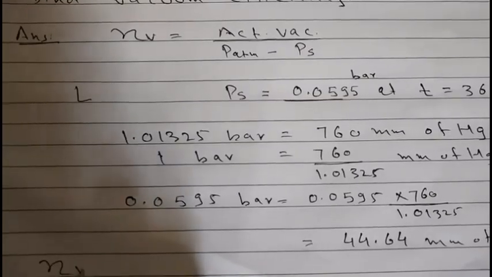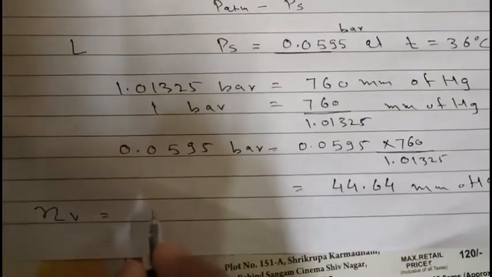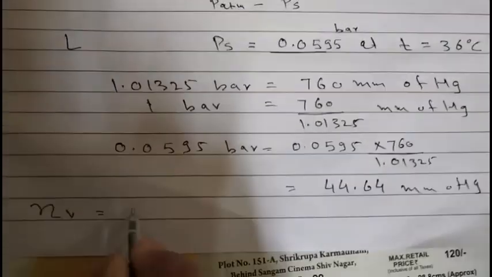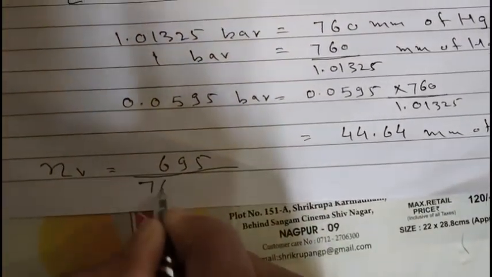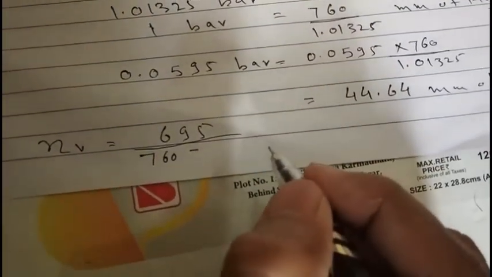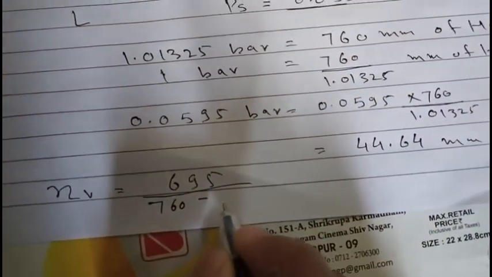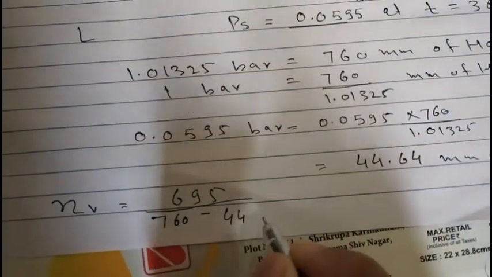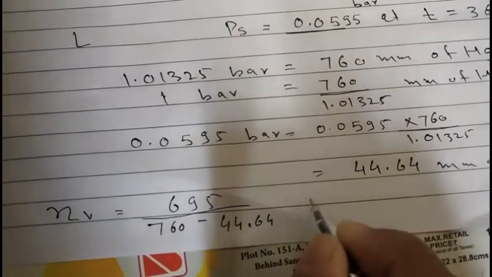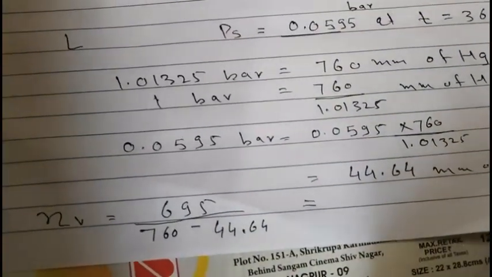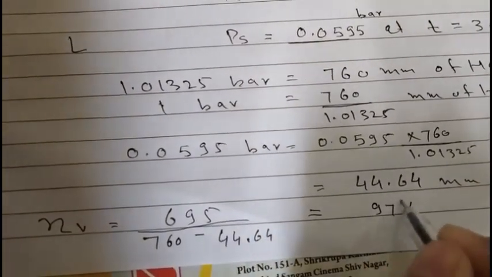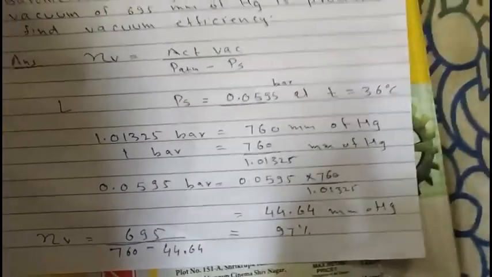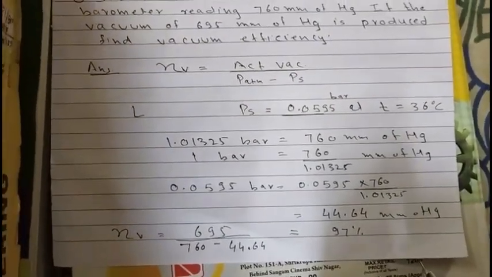Now just put in the formula. What is the actual vacuum? The actual vacuum is given, which is 695, divided by the atmospheric pressure. The local atmospheric pressure is not given, so we have to take the standard atmospheric pressure, which is 760 mm of Hg, minus 44.64 mm of Hg. So this comes out to be around 97%. You do the calculation and you will find it. In this way we can solve the vacuum efficiency problem.